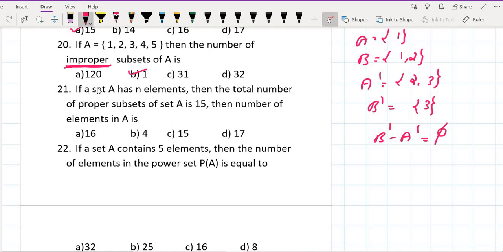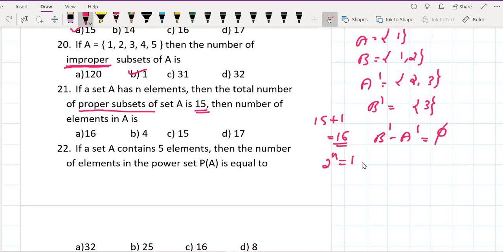Consider question number 21. If a set A has n elements, then the total number of proper subsets of A is 15. Then what is the number of elements in the set A? According to the statement, the number of proper subsets is 15. Include one that is improper. So, the total number of subsets we got is 16.